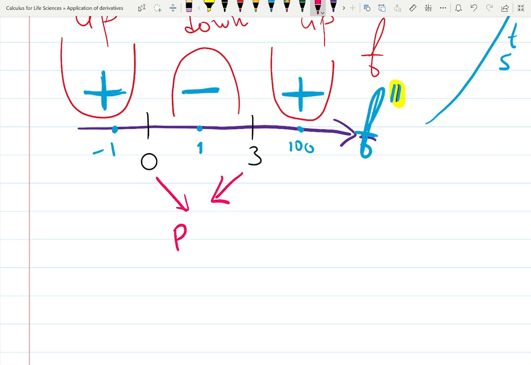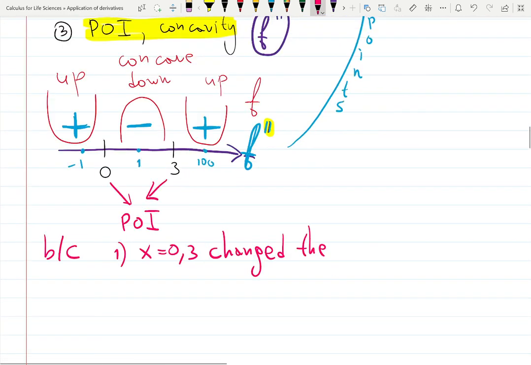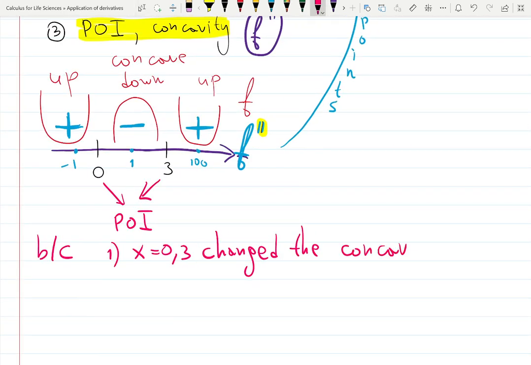Zero and three are POI for two reasons. One, x equals 0 and 3 did change the concavity, from up to down and from down to up. And second reason, they are in the domain of the original function, which was minus infinity to plus infinity anyways. That's important. If it's not in the domain, it might be a vertical asymptote. I'll show you in a second that is not good.